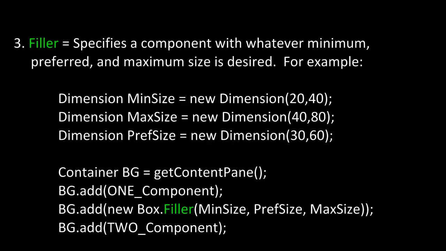The third invisible component is filler, and it specifies a component with whatever minimum, preferred, and maximum size is desired. For example, here we have three dimension objects, min size, max size, and preferred size. So, if I wanted to use them as filler, then I could simply call box.filler and pass in min size, preferred size, and maximum size for each of the components.